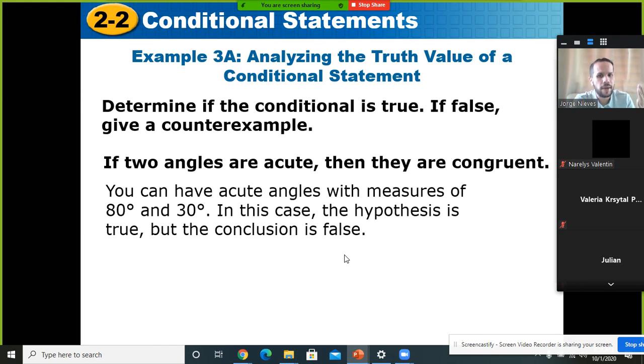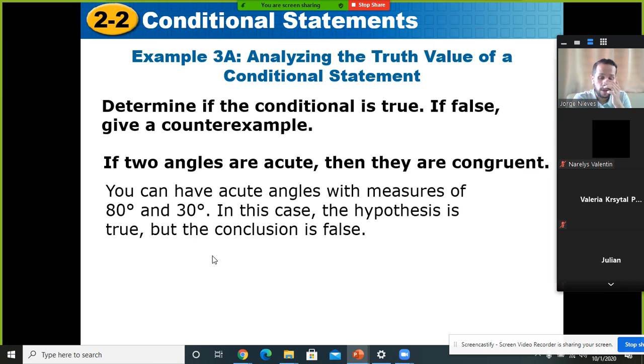Congruent means they have the same measure. So two acute angles are not always going to be congruent, okay? Because we have a counterexample here: you can have acute angles with measures of 80 and 30, and they are still acute, but they are not congruent, okay?